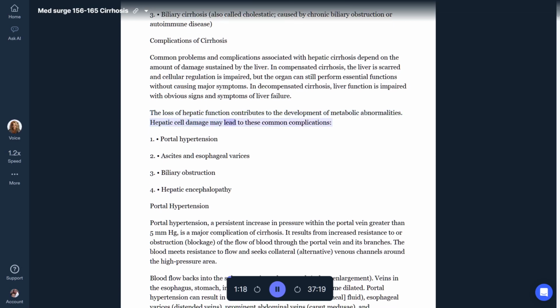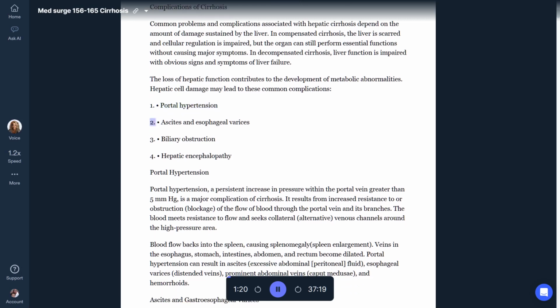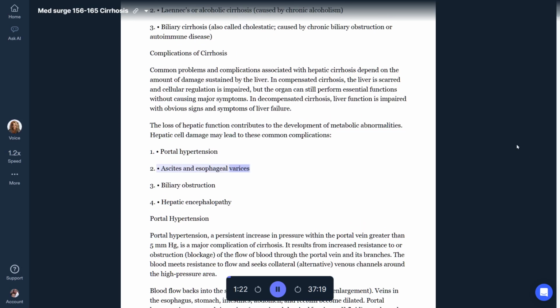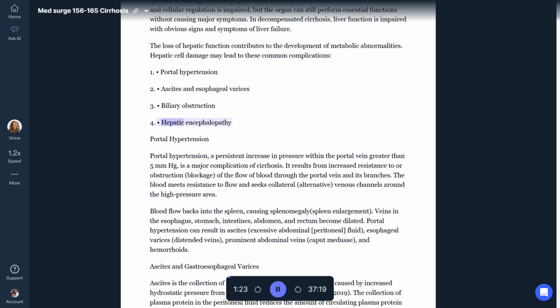Hepatic cell damage may lead to these common complications. 1. Portal hypertension. 2. Ascites and esophageal varices. 3. Biliary obstruction. 4. Hepatic encephalopathy.